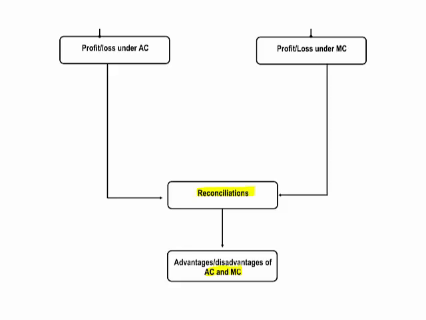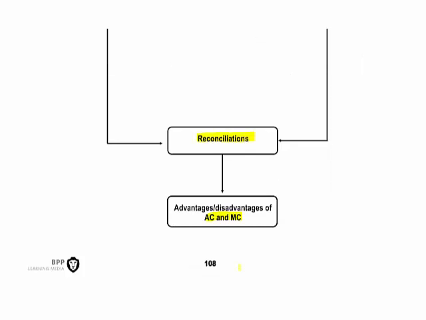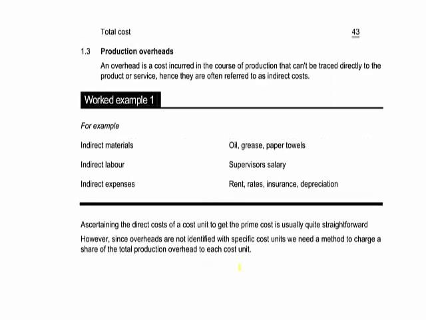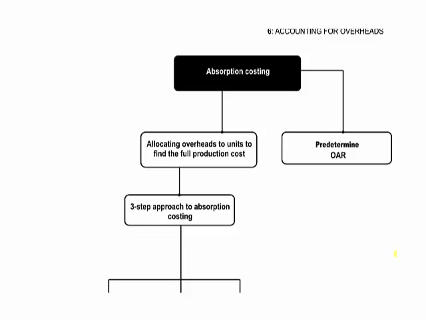The most complicated then of the two is absorption costing. We're going to tackle absorption costing first because it's the most complicated of the two methods and it's also the one that's required in published accounts. So with absorption costing, what we're aiming to do is to allocate overheads to units to find the full production cost. So the cost of producing a unit which includes the fixed overheads.